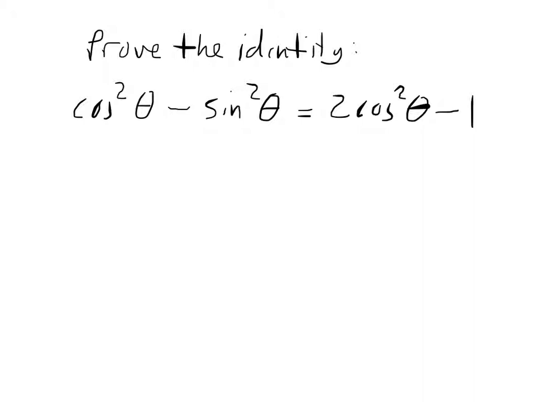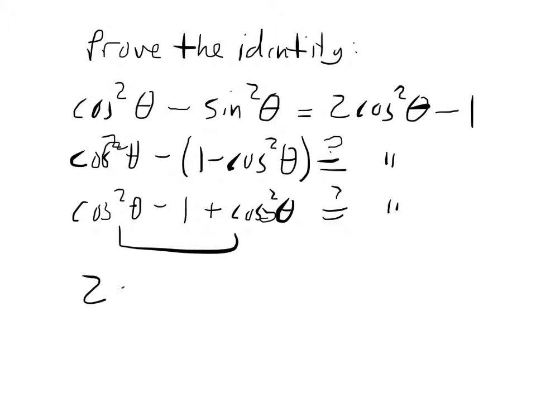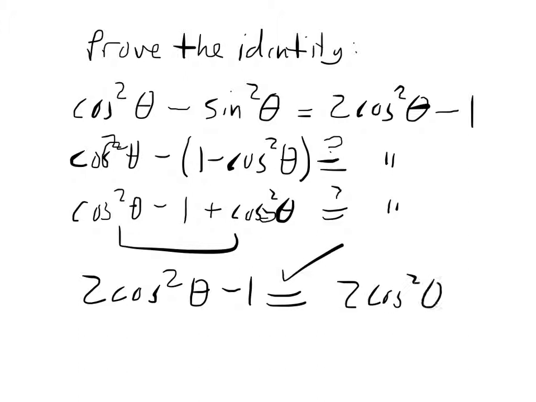So again, cosine squared of theta minus, replace that sine squared with 1 minus cosine squared of theta. Does that equal, question mark, this other side? Cosine squared theta minus 1 plus cosine squared theta. Does that equal 2 cosine squared minus 1? 2 cosine squared theta minus 1 equals 2 cosine squared theta minus 1.